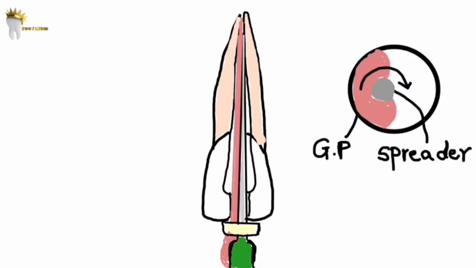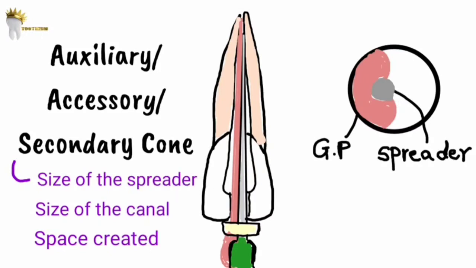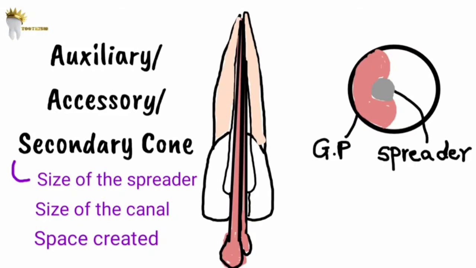In this space, now we can place auxiliary cones or secondary cones after removing the spreader. These secondary cones are selected based on the size of the spreader, the size of the canal, and the position of the space created inside the canal. Before insertion, they are lightly coated with sealer and they are introduced to the same depth that the spreader has last reached. The spreader is then reinserted to make room for the next secondary cone.